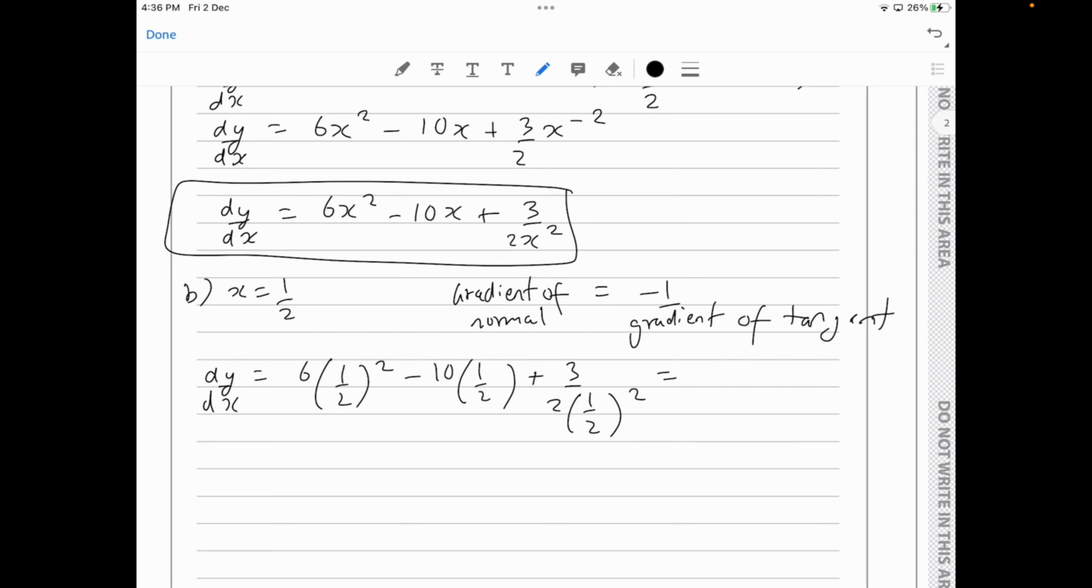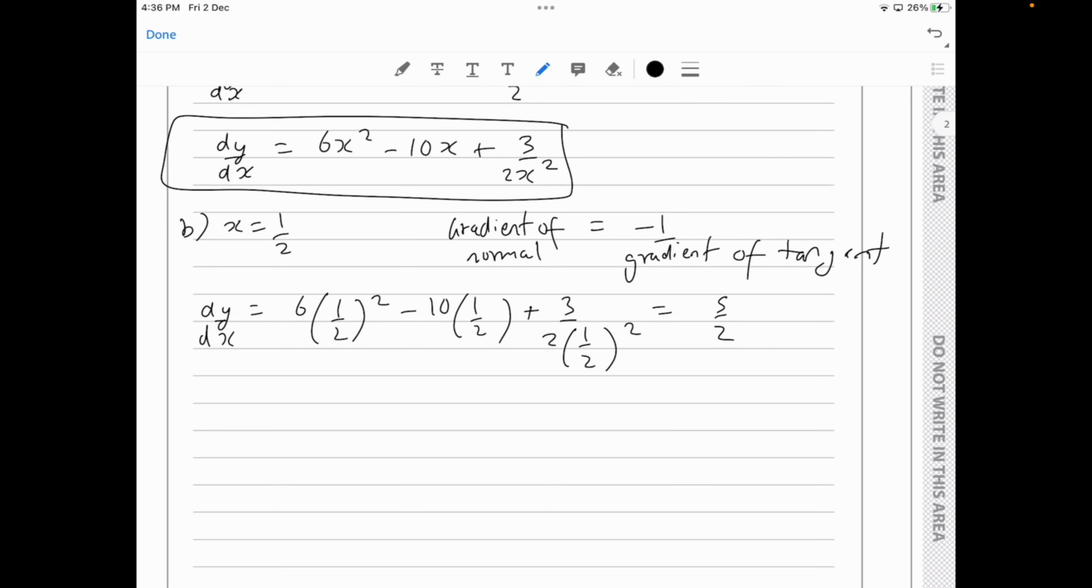Now, if you put this in a calculator, by the way, do use a calculator for the exam, you're going to get 5/2. This is going to be your dy over dx. We know that the gradient of the tangent is not 5/2, but it is the gradient of the curve. Indirectly, it is the gradient of the tangent to that curve. So we know the gradient of the curve is 5/2.